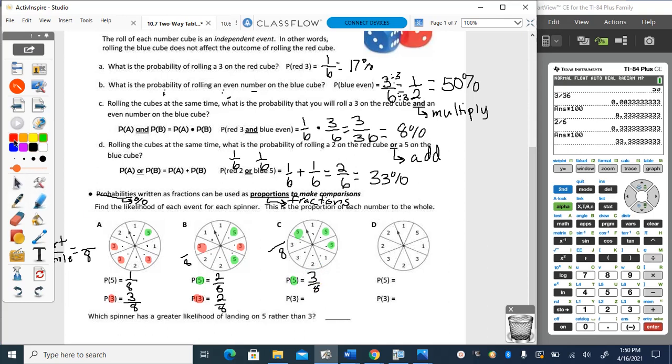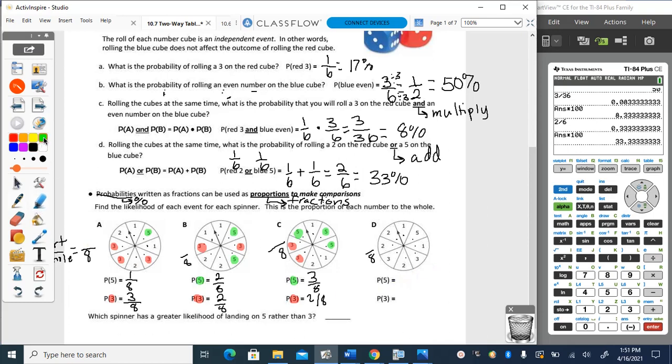Now let's check the probability of spinning a 3. So let's find our 3s. 1, 2. We have a 2 out of 8 chance. All right, and now let's check our last one. Again, we want to know what the whole is. So let's count our parts. 1, 2, 3, 4, 5, 6, 7, 8. So again, it's over 8.